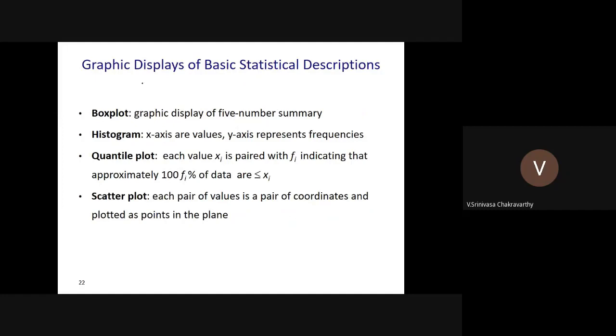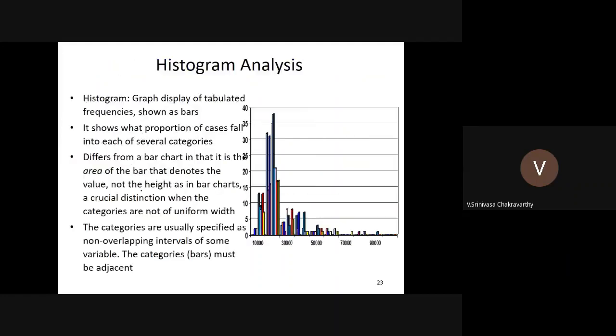There are several ways of displaying the basic statistical summaries graphically. One such method that we have seen is the box plot. Other ways of displaying data: one is a histogram, then you have the quantile plot, then the scatter plot. So let us look at some of them. Histogram is something that you might have seen in some other courses, or some of your lab courses might have introduced the notion of histogram.